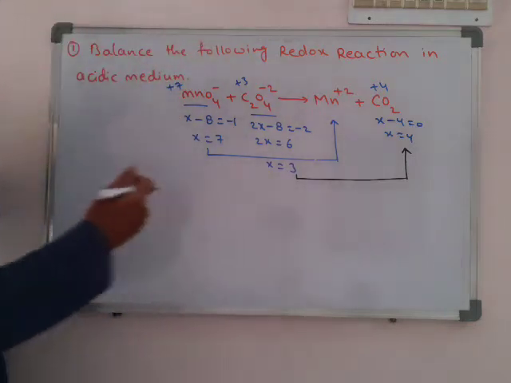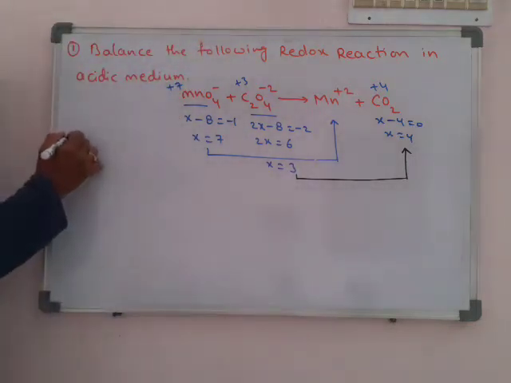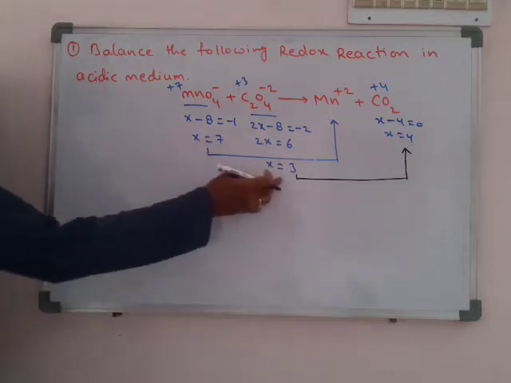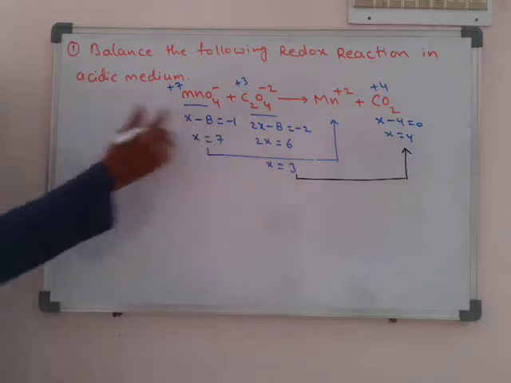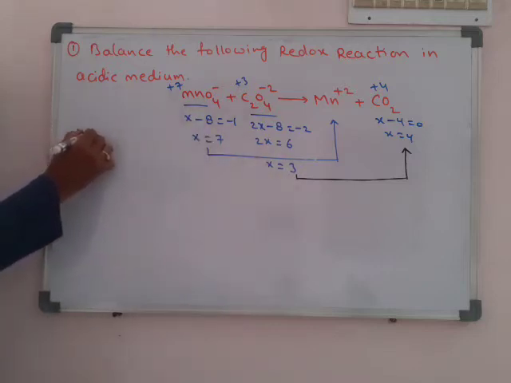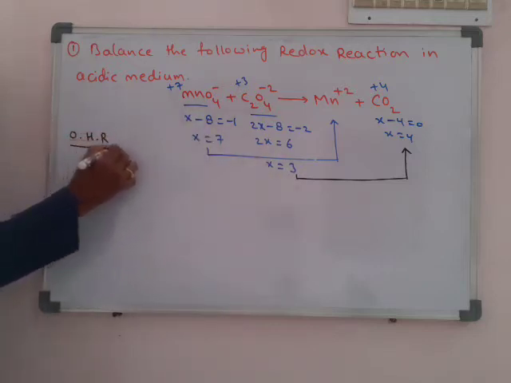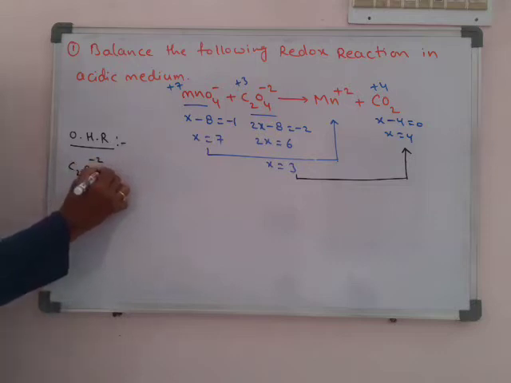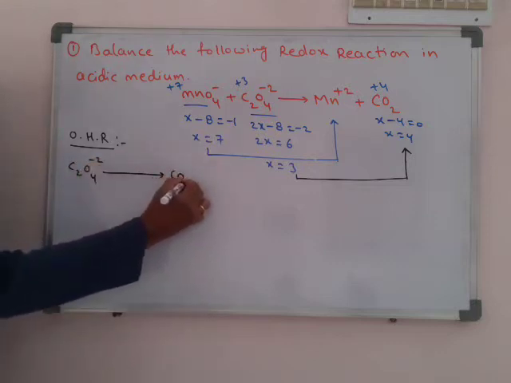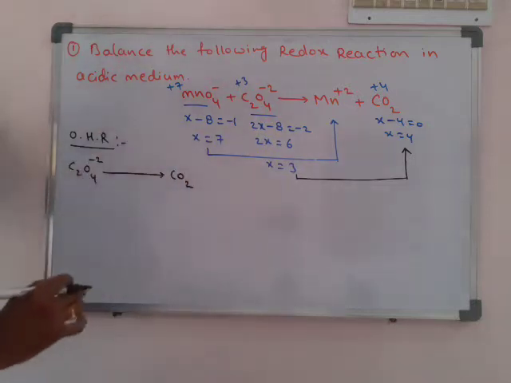Okay, first see the oxidation half reaction. What is oxidation? So 3 to 4. So we are writing the oxidation half reaction. What is the oxidation half reaction here? C2O4 minus 2 becomes CO2. This is the oxidation half reaction.